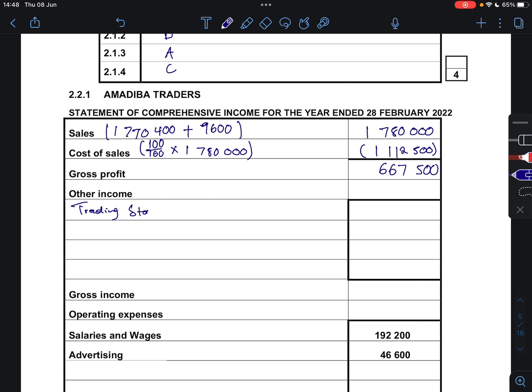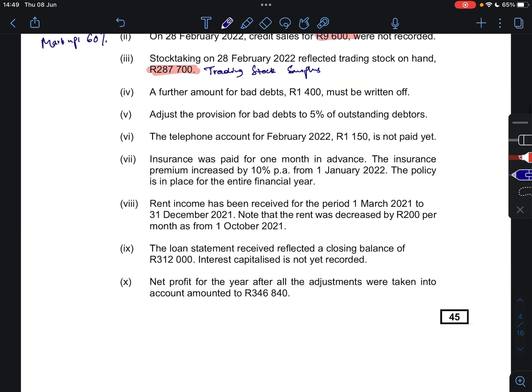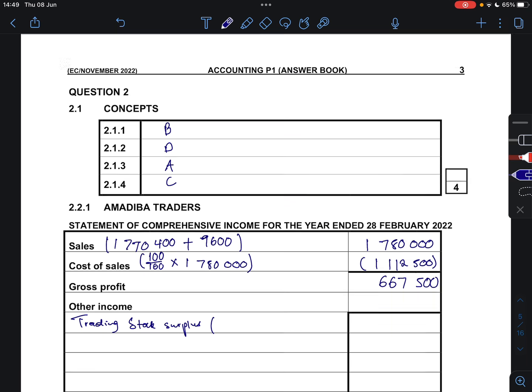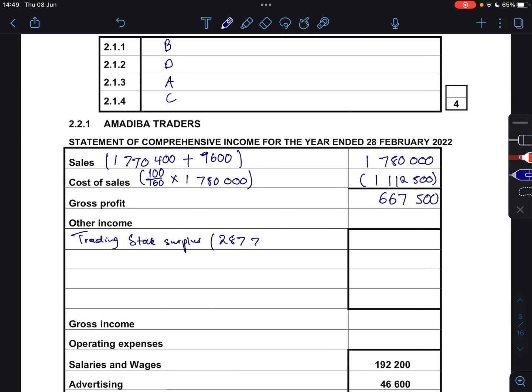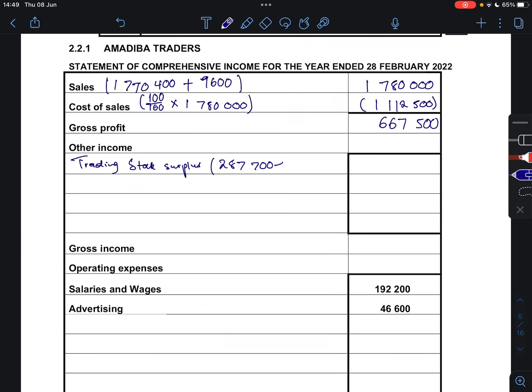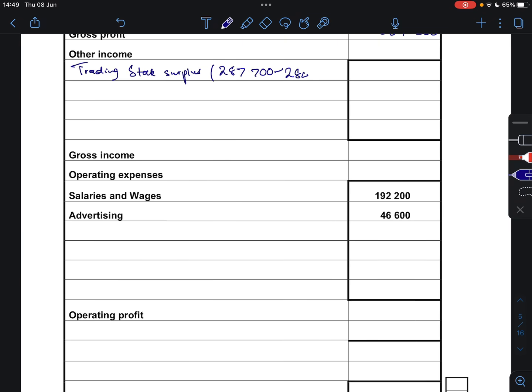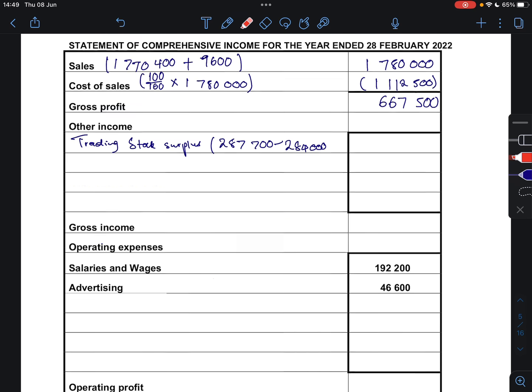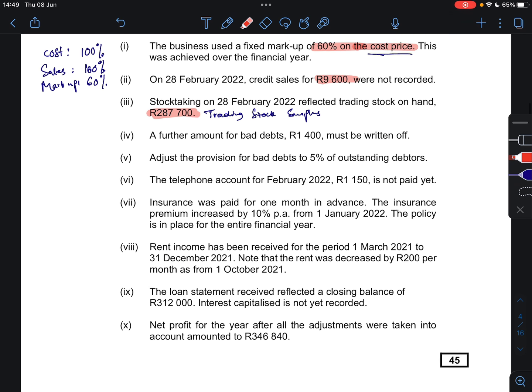Trading stock surplus. Let's see how much is our trading stock surplus. It's 287,700. We are going to subtract 284,000. And then when you calculate that, it gives you, okay, but before we do that, let's just ensure if there isn't any adjustment that will affect our trading stock. All right.